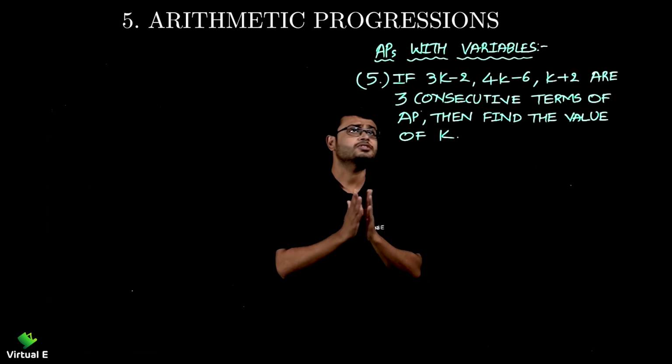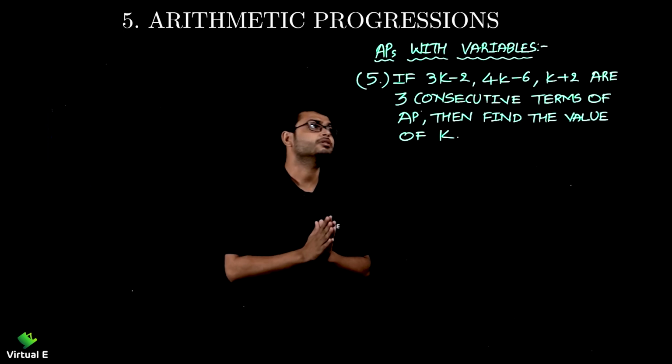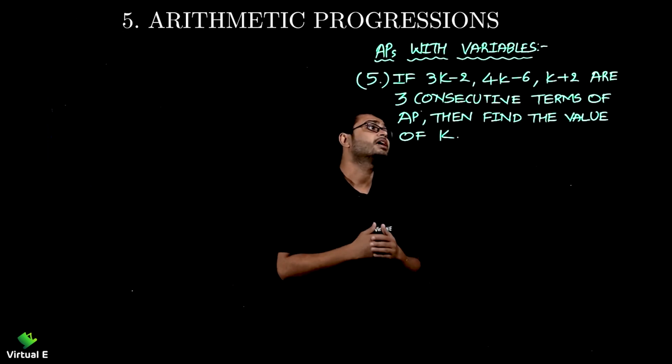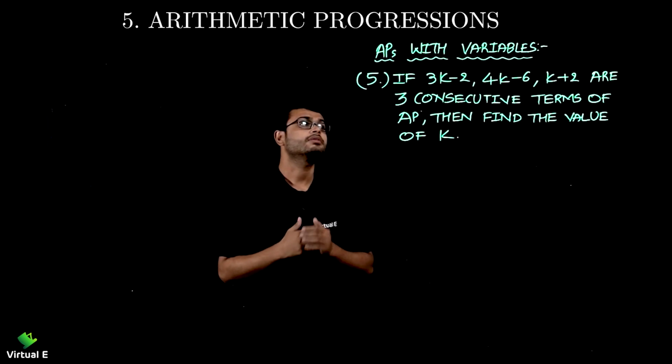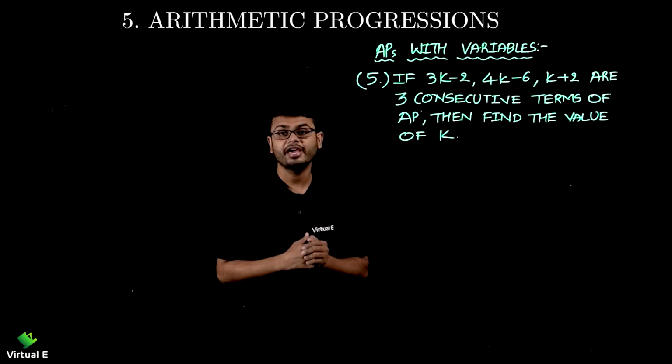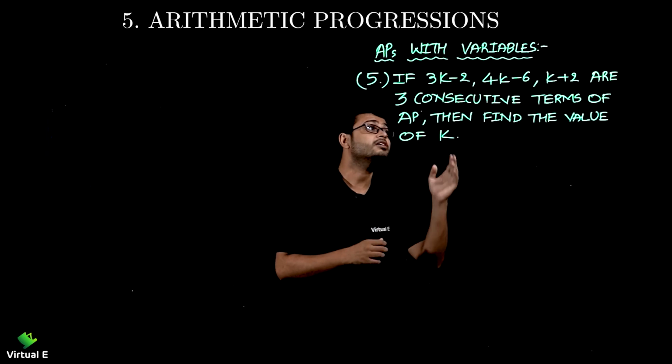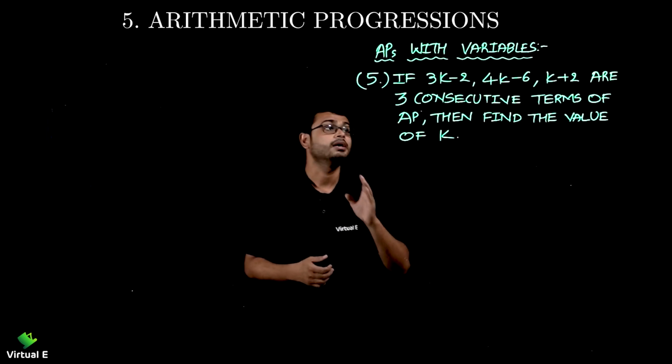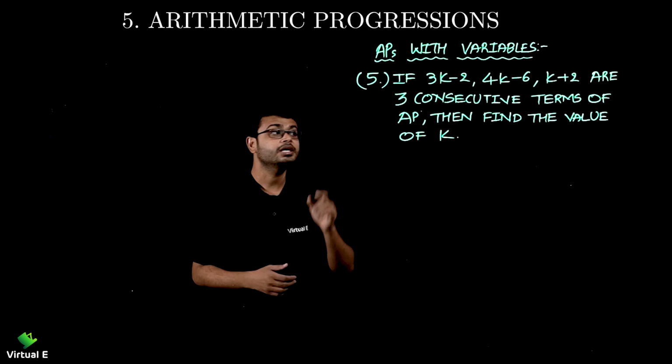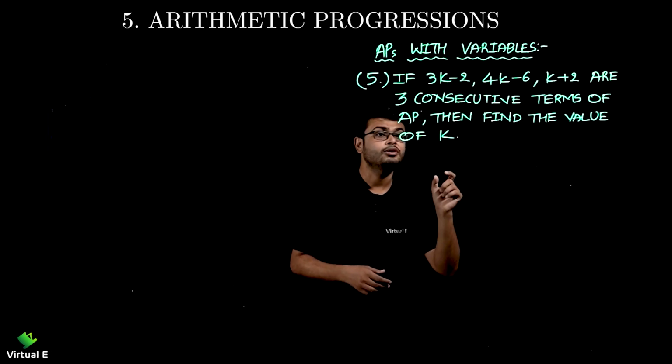Let's discuss the last question. If 3k minus 2, 4k minus 6, k plus 2 are three consecutive terms of AP, it is given these three terms are in AP. AP is given, what condition? Think. Then find the value of k.